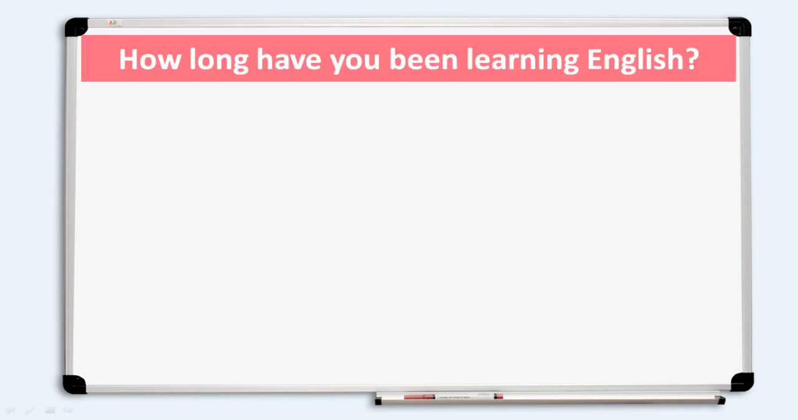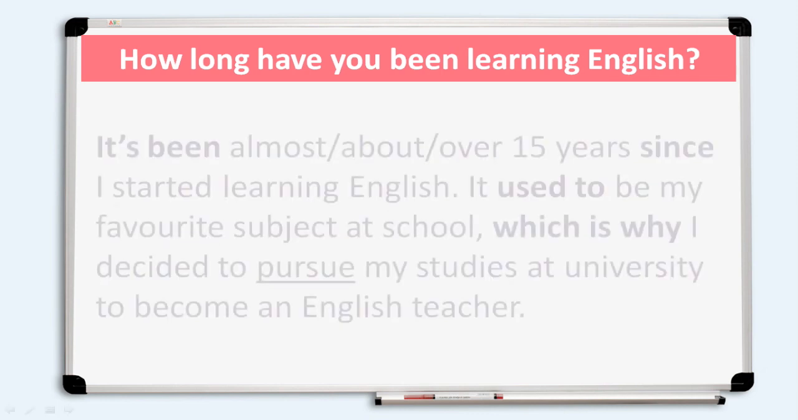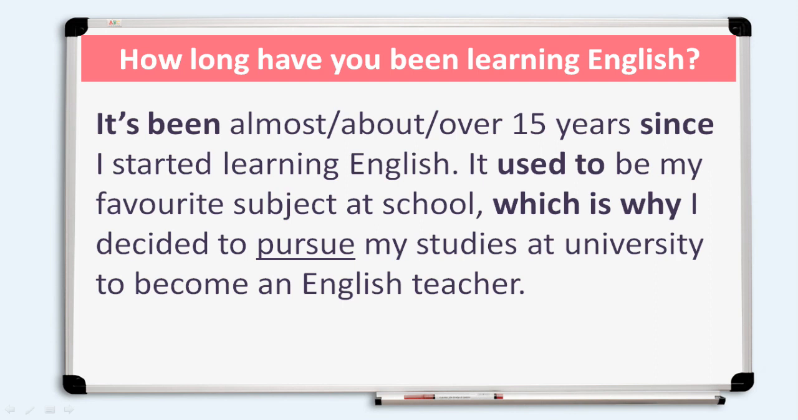Next question. How long have you been learning English? One way to answer would be to say, I have been learning English for 15 years. However, it's probably not a good idea to repeat the words that you heard in the question itself. So I suggest another structure, for example, present perfect plus since plus past simple. It's been about 15 years since I started learning English.